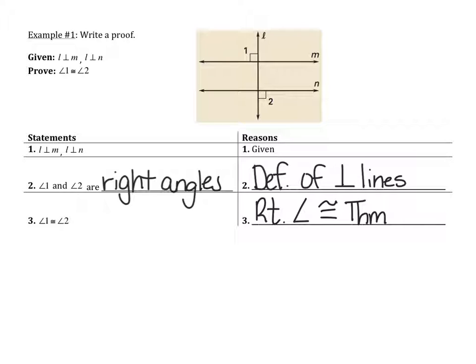This proof is now done because remember, my last step is to always state whatever the prove statement was. I was asked to prove that angle 1 is congruent to angle 2, and I did that. To show that I'm done, I'm going to put my two lines.